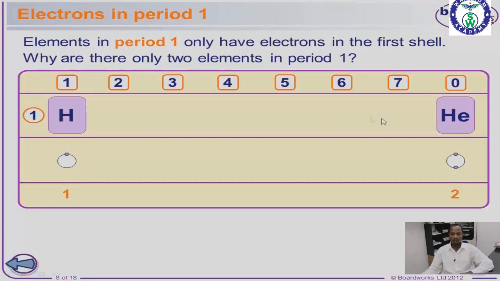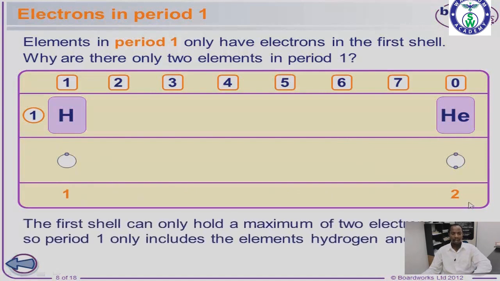So if you take a look at period 1, the total number of electrons in period 1 is what? 3, right? We have 1 for hydrogen and we have 2 for helium. Okay? So these are the number of electrons in period 1.